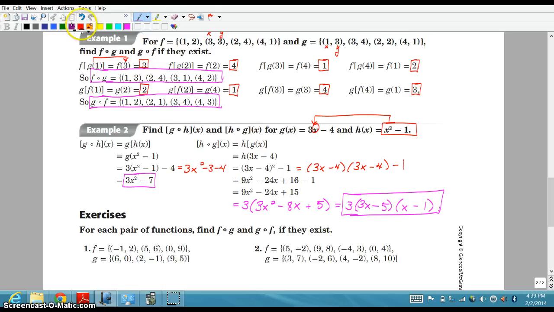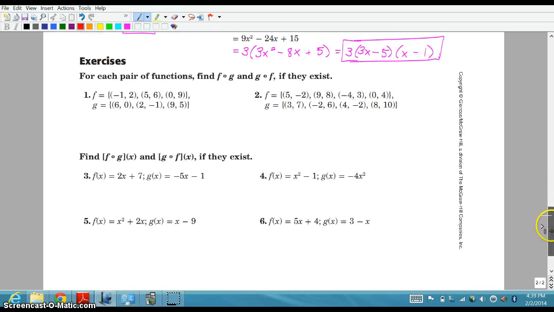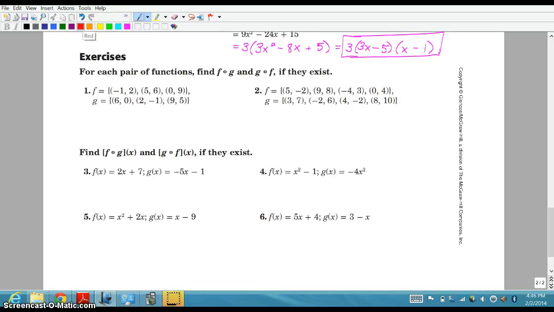So let's continue and take a look at a couple of exercises. The exercises we'll take a look at will be number 1 to start. For each pair of functions, f of g and g of f of x need to be found if they exist. Starting with the f function, which has 3 ordered pairs, negative 1, 2, 5, 6, 0, 9, and the g function 6, 0, 2, negative 1, 9, 5.